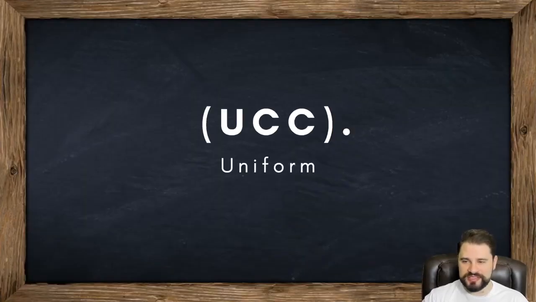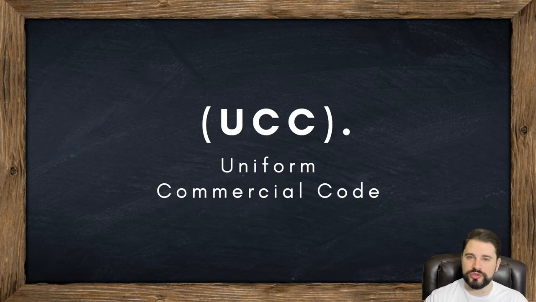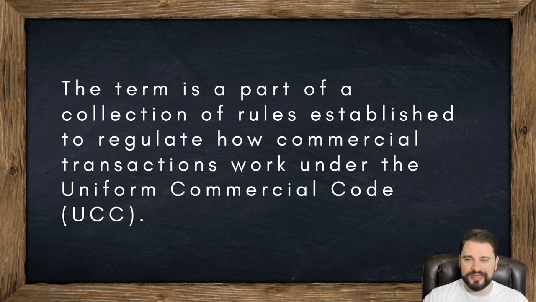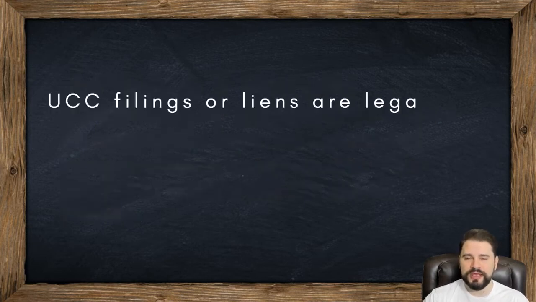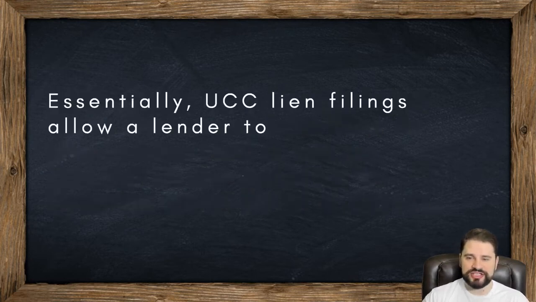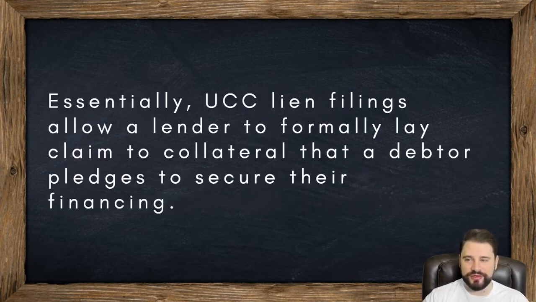So what do I mean by UCC, right? Well, UCC is Uniform Commercial Code. That's what it stands for, okay? And essentially, the term is a part of a collection of rules established to regulate how commercial transactions work under the Uniform Commercial Code, UCC. And UCC filings or liens are legal forms that a creditor files to give notice that it has an interest in the personal or business property of a debtor. Okay? And essentially, UCC lien filings allow the lender to formally lay a claim to collateral that a debtor pledges to secure their financing. Okay?